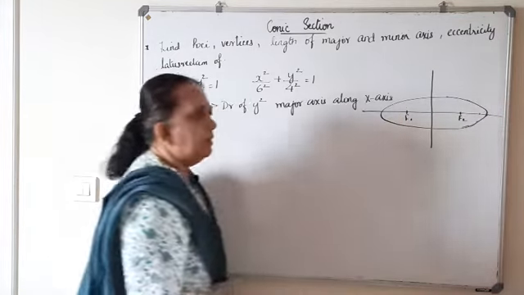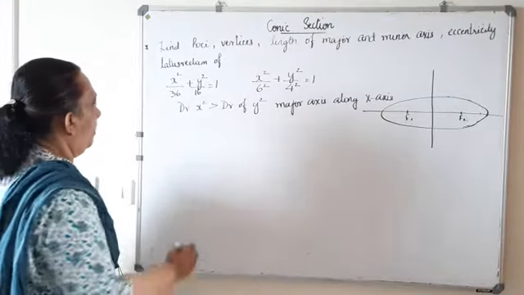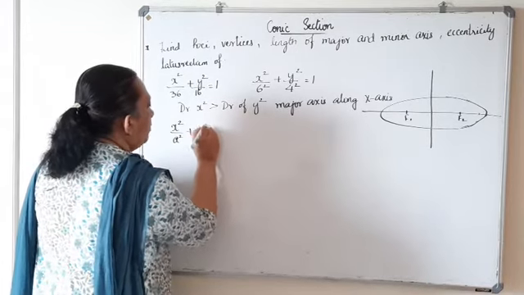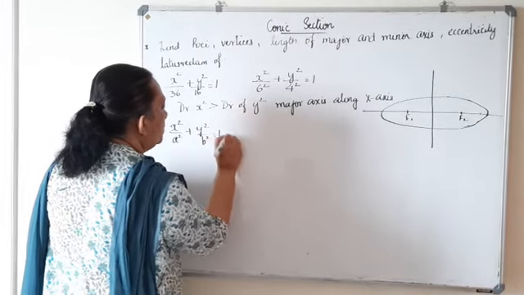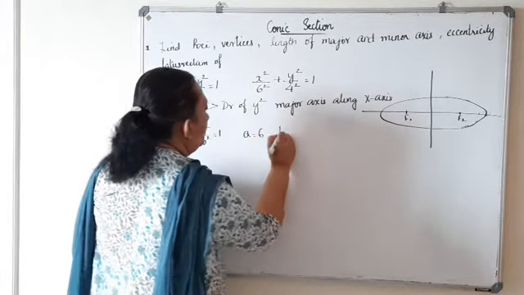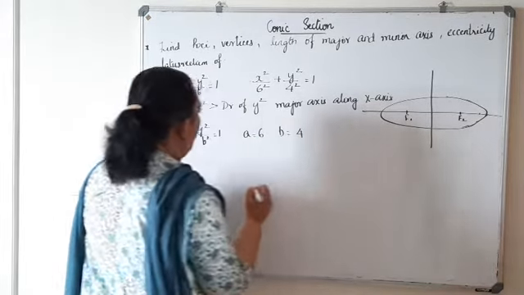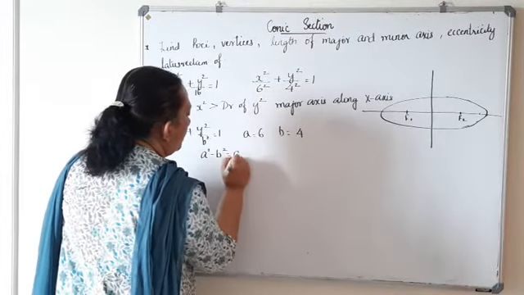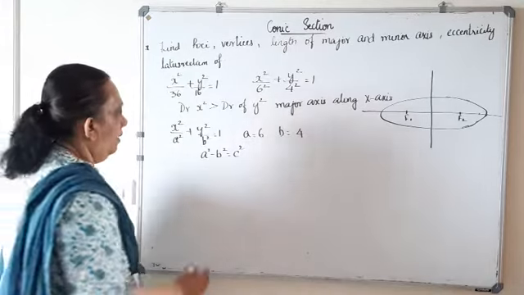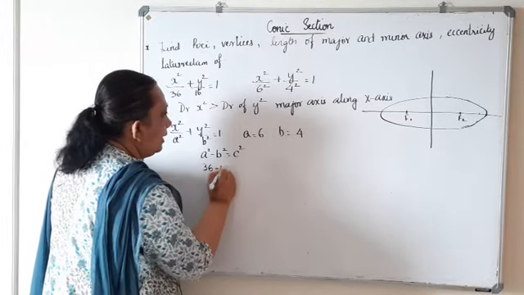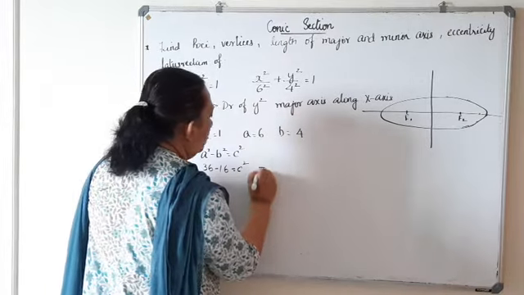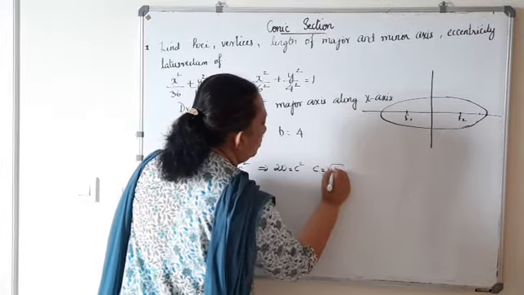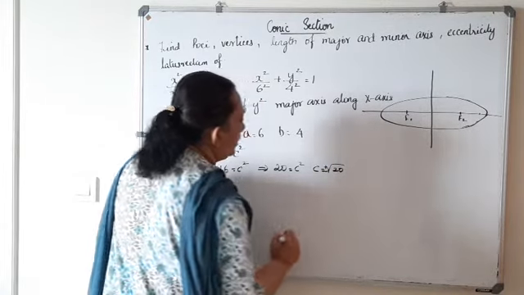There are two foci, F1 and F2. That is of the form x squared by a squared plus y squared by b squared is equal to 1. a is equal to 6, b is equal to 4. Now, a squared minus b squared is equal to c squared. 36 minus 16 is equal to c squared, or 20 is equal to c squared. c is equal to plus or minus root of 20.